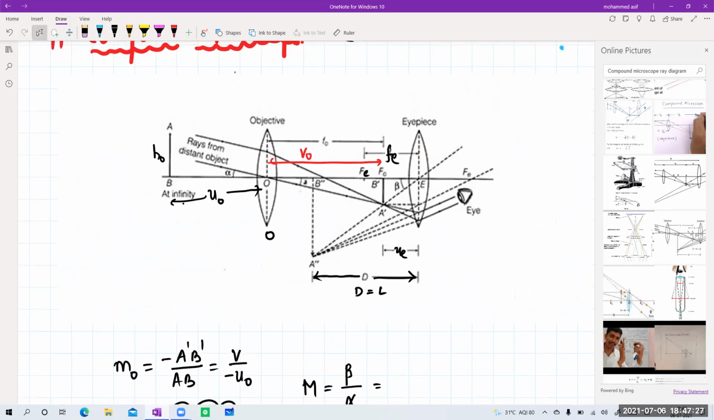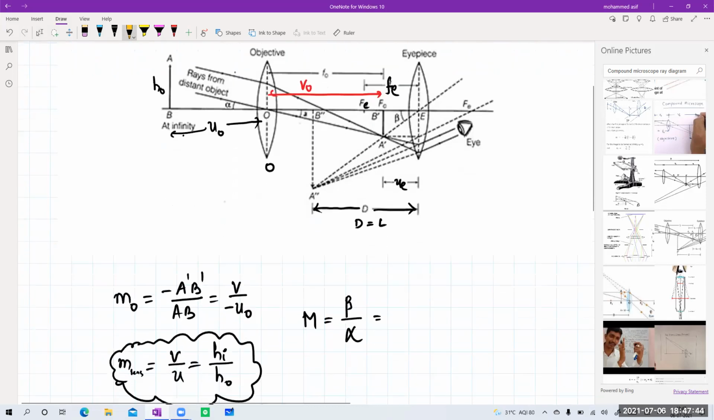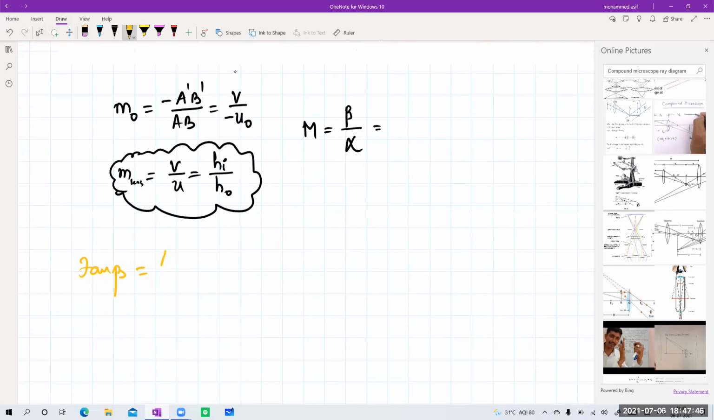So what is beta? A dash B dash divided by objective distance UE. Look carefully at this triangle only. So you can write tan beta is equal to A dash B dash divided by your objective distance of eyepiece. Now tell me what is A dash B dash from the above formula?